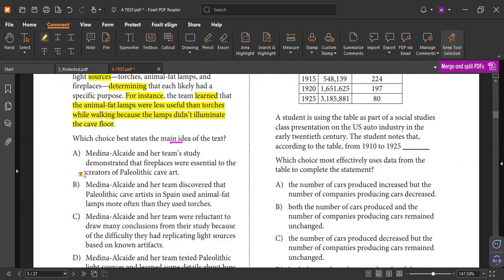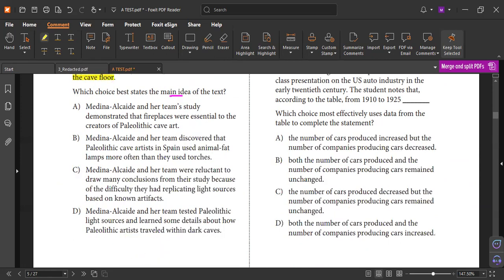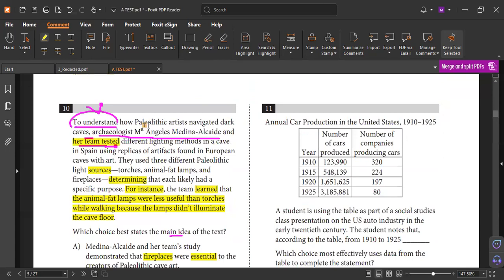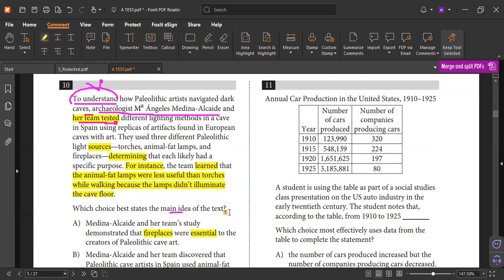Now let's find ideas not mentioned in the text at all. How about letter A? Is it supported or not? Let's read. Mandana Arcady and her team's study demonstrated that fireplaces were essential to the creators of cave art. Did he mention that, that the fireplaces were essential? They didn't say that. They said here the animal fat lamps were less useful, not essential. They didn't mention that fireplaces were essential or necessary or important or vital. So we give you ideas not mentioned there.